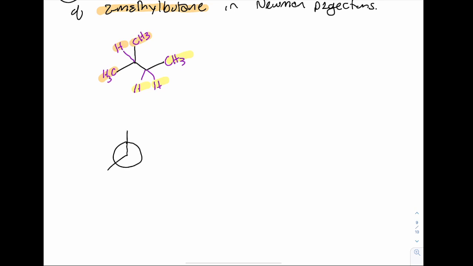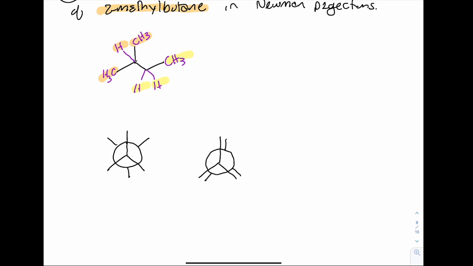So I'm just going to draw the spots where everything goes and then we'll attach it. We want the most stable and the least stable. I know the most stable is going to be a staggered conformation. My least stable is going to be an eclipsed conformation. Remember, in eclipsed, we have torsional strain. We don't have that in staggered. And then since I want my least stable, when I draw that eclipsed version, I am going to give it as much steric strain as possible.